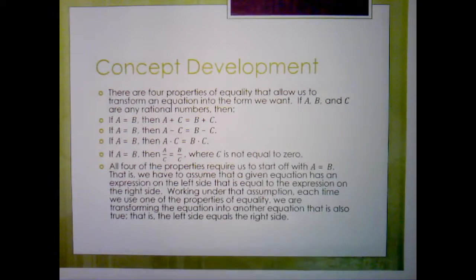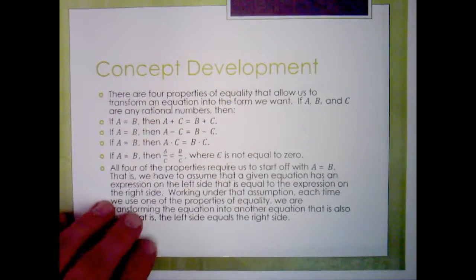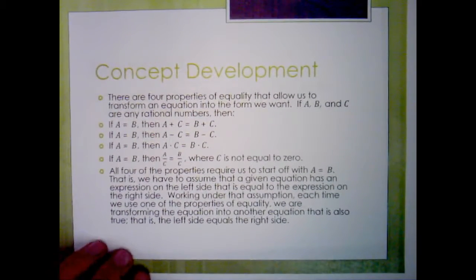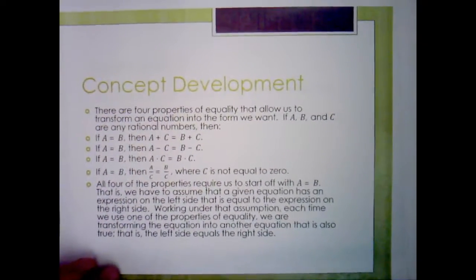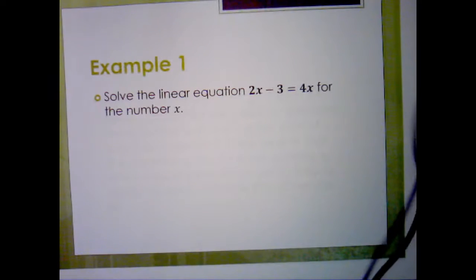So, all 4 properties require us to start off with A equals B. That is, we have to assume that a given equation has an expression on the left side that is equal to the expression on the right side. Working under that assumption, each time we use one of the properties of equality, we are transforming the equation into another equation that is also true. That is, the left side equals the right side. Okay? So the main point here is when we are solving, okay, we start with a true equation, we have to assume it's true, and then we're going to do the same thing to the left side as we do to the right.